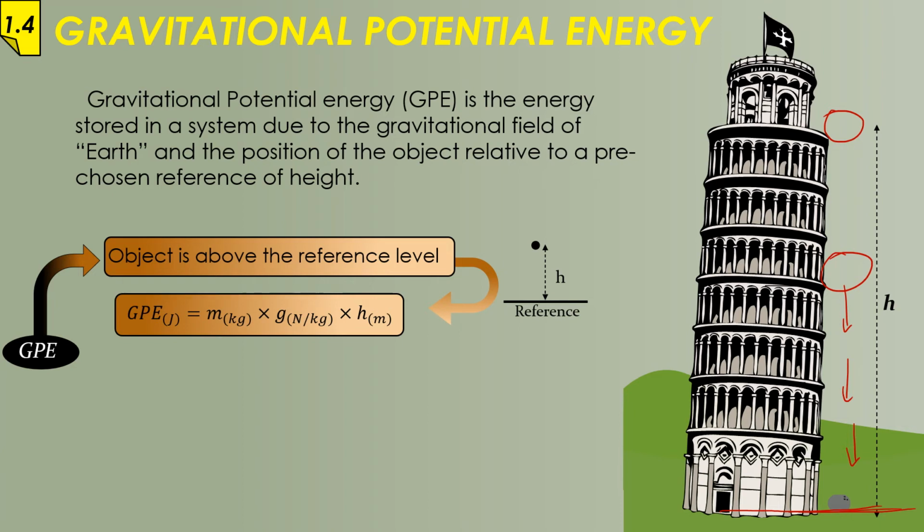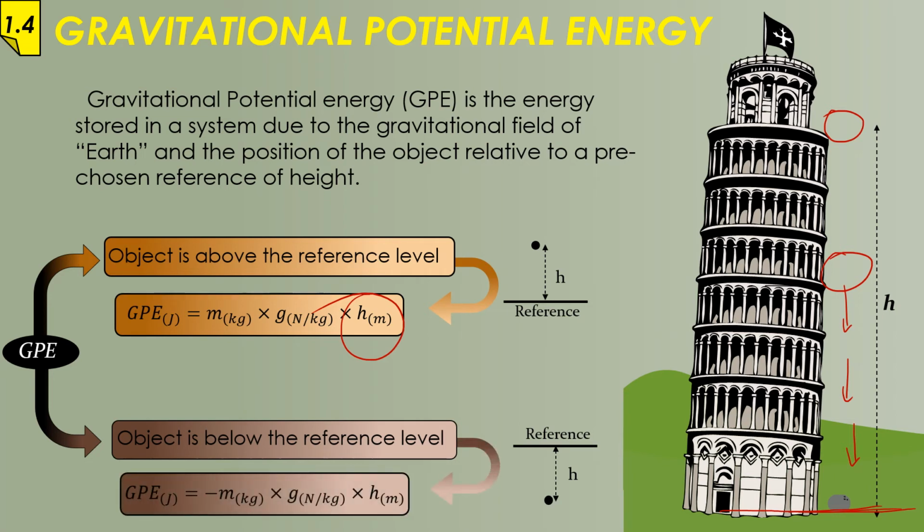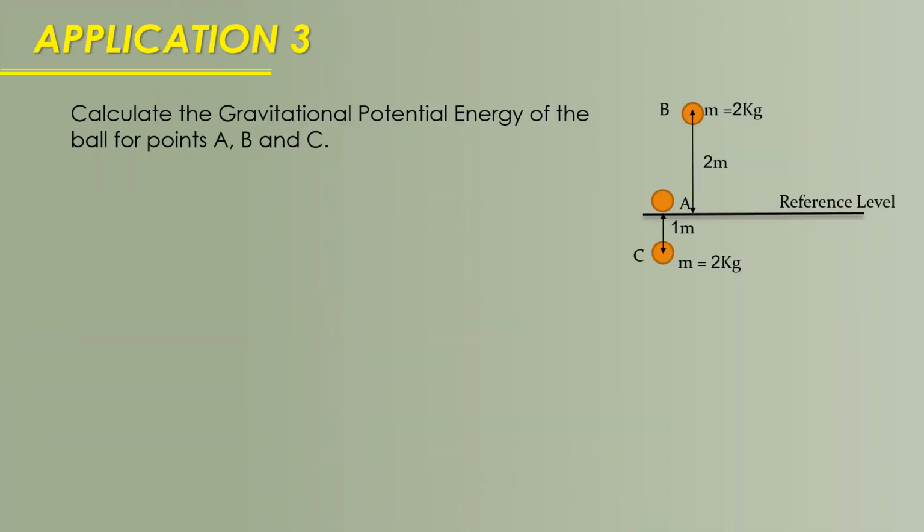Mass is in kilograms, gravity is in newtons per kilogram, and the height is given in meters. However, if the object is below the reference, as you can see in the figure as well, gravitational potential energy is minus mass times gravity times height. Height is always chosen as a positive value. However, we take into consideration whether the object is above the reference or below the reference. And don't worry, the reference is always given in the text of the exercise.